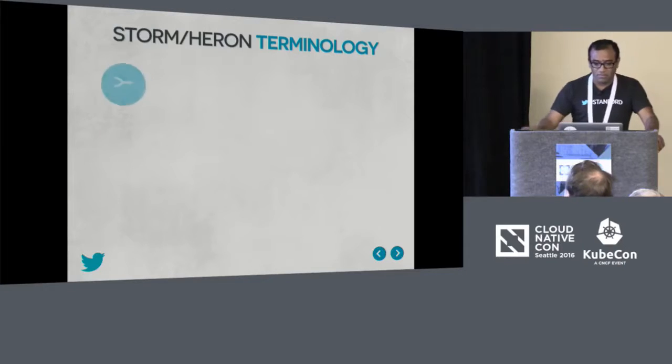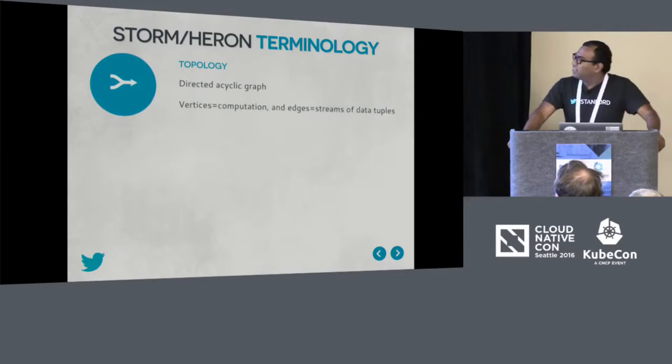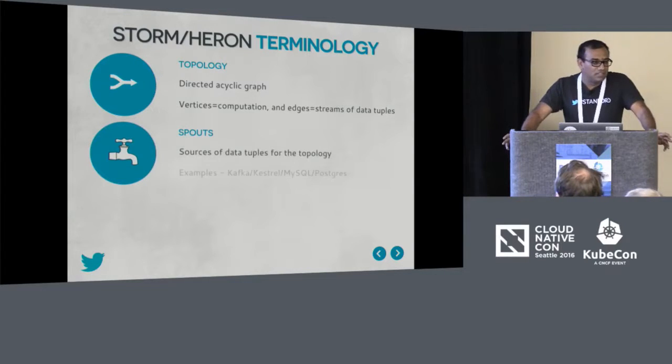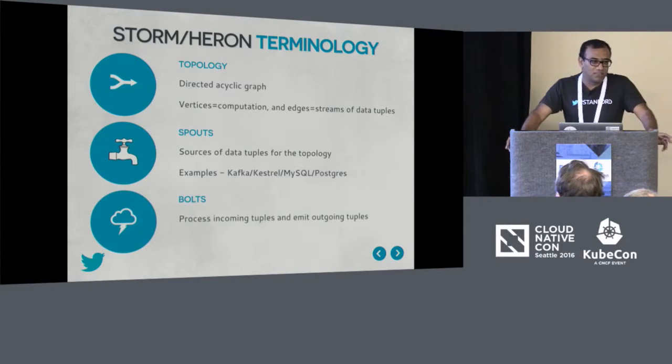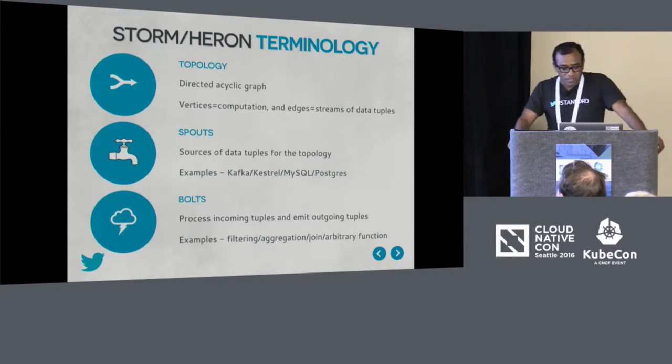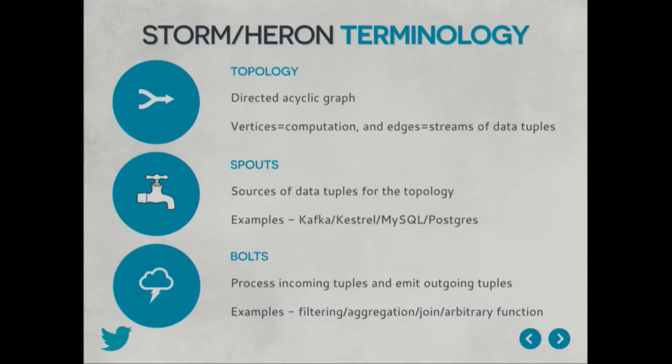So to give the terminology of Storm and Heron: a topology is a real-time job, and it's nothing but a DAG. There are two types of vertices in the DAG. One type of vertex is called spouts, the other is called bolts. These vertices represent computations, and the edges within the DAG represent the streams of data flowing between these vertices.